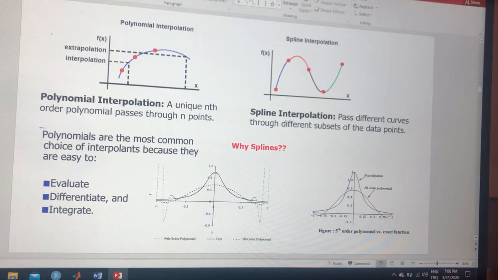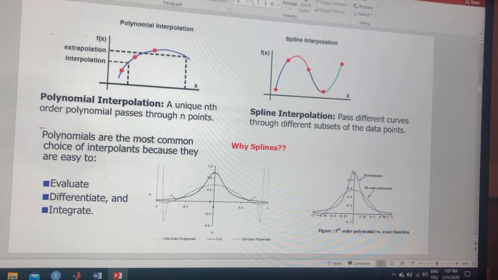So a unique nth order polynomial passes through the data points. This is your aim for the polynomial interpolation, and it's not always easy to find that, but these are the most common choice for interpolants because they are easy to evaluate, because this is just one polynomial, and it's easy to differentiate and integrate. So you can easily do calculations with the polynomial interpolation.